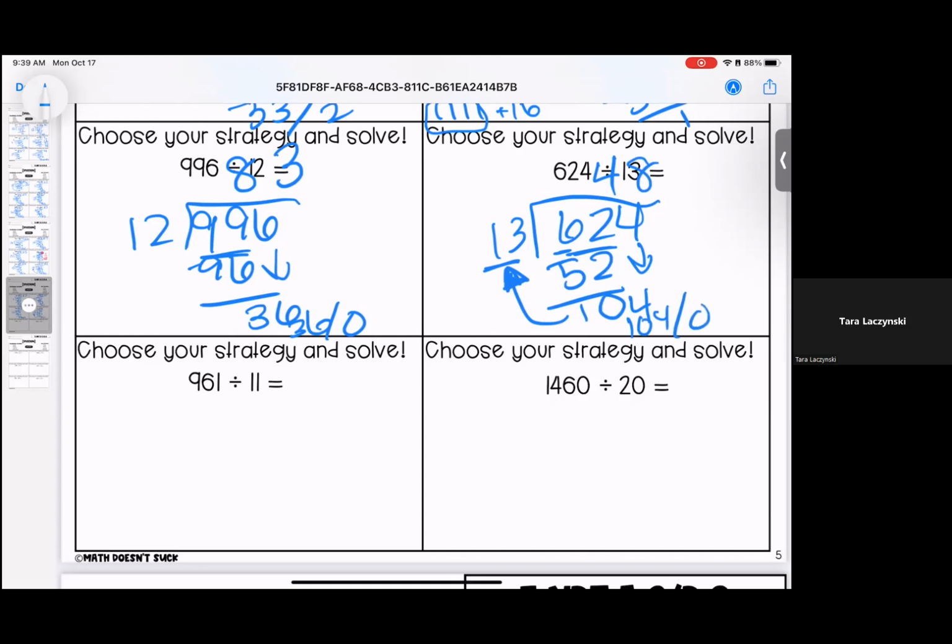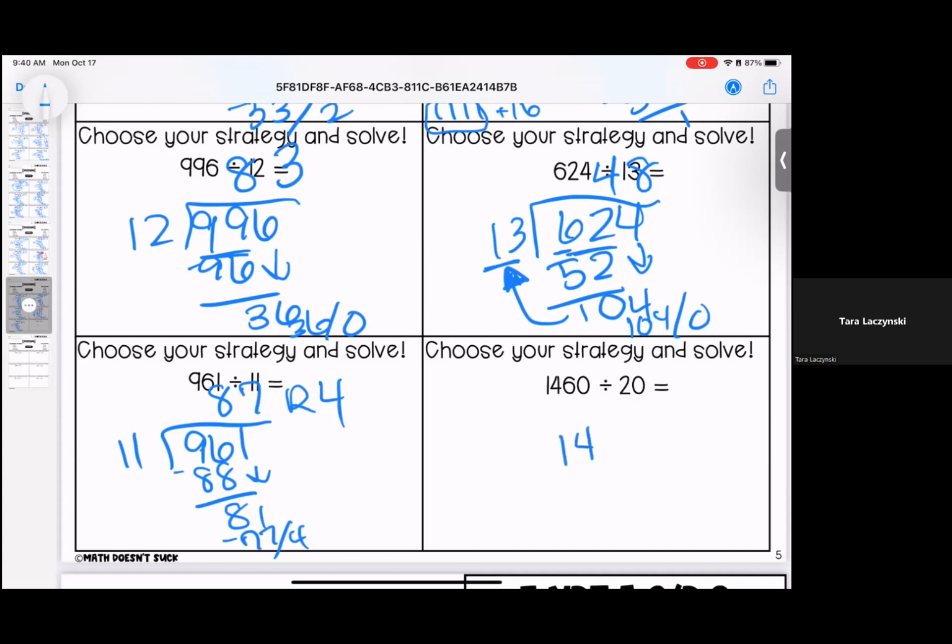There is no remainder. Moving down to the final two on this page, 961 divided by 11. Working through, 11 goes into 96 8 times. I can pull 88 off of there. When I subtract my 88, I'm left with 8. I bring down my 1. Closest I can get this time is 7, which is 77. When I subtract, I'm left with 487, remainder 4.